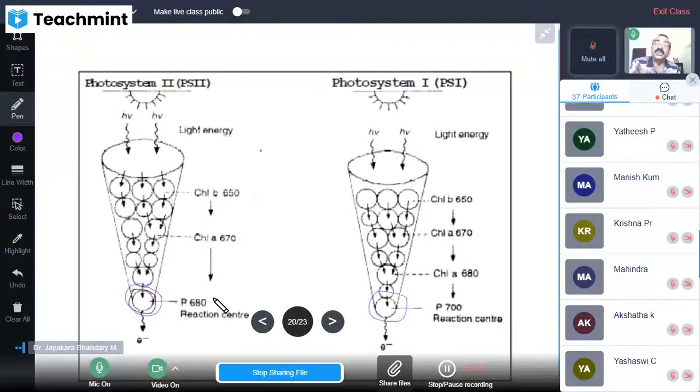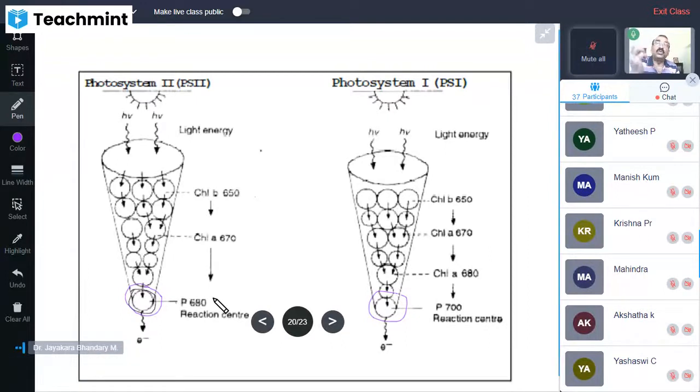So photosystem 2 functions when light of 680 nanometers or less is available. Photosystem 1 functions when light of 700 nanometers or more than 680 nanometers is available. So this is the difference between photosystem 1 and photosystem 2. Am I clear?